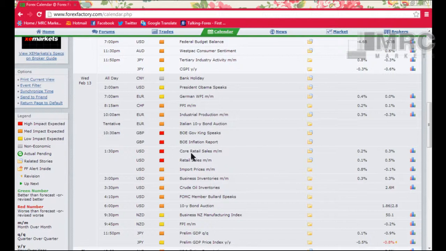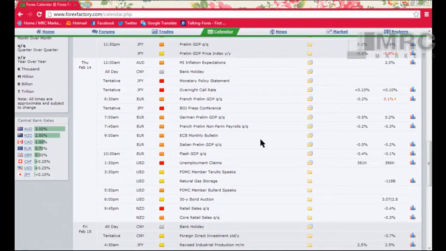We have US core retail sales and retail sales data forecasted, both a drop there actually, which is quite interesting. The previous number for retail sales was 0.5%. We're now forecasting 0.1%. And on Thursday, so overnight Japanese data there, overnight core rate, which would be expected to stay the same. We also have BOJ press conference, which will be quite interesting in terms of their quantitative easing policy. Keep that in mind. At 1:30 on Thursday, we have the weekly jobless claims forecast at 361,000 from previous 366k.